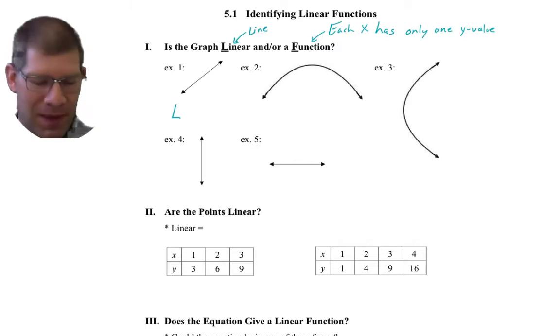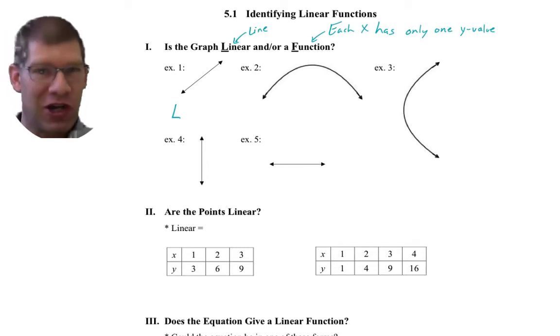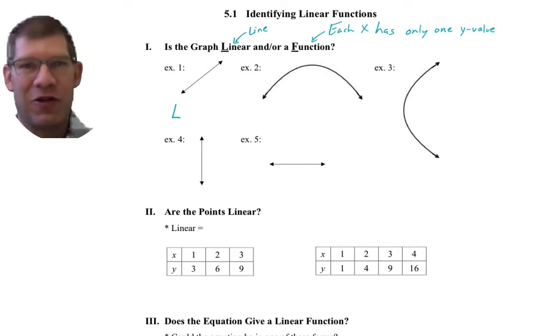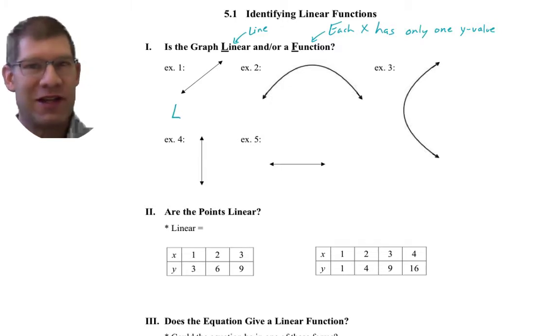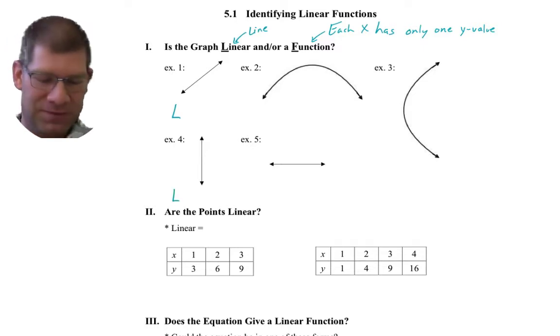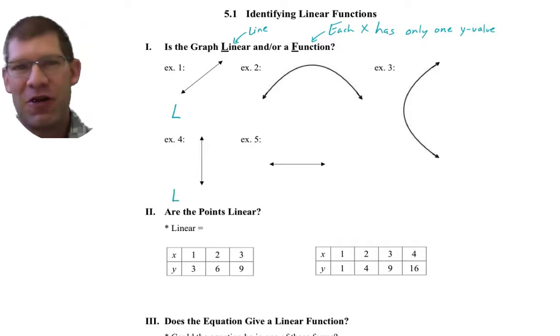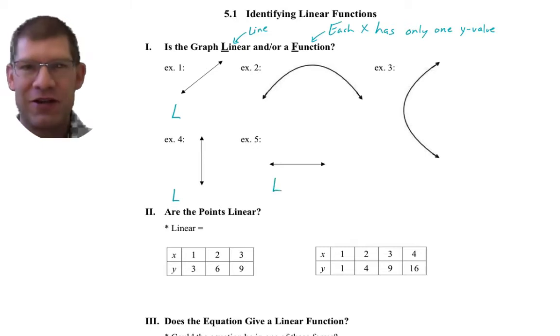Example 2 is curved, so it's not straight, so it's not going to be linear, so I'm going to leave that blank. Example 3, same sort of thing, because it's a curve, it's not a straight line, so you know that it's not linear as well. Example 4 is nice straight up and down, so that's going to be linear, so I'll put an L underneath it. And example 5, a horizontal line, nice and straight, so that gets an L for linear as well.